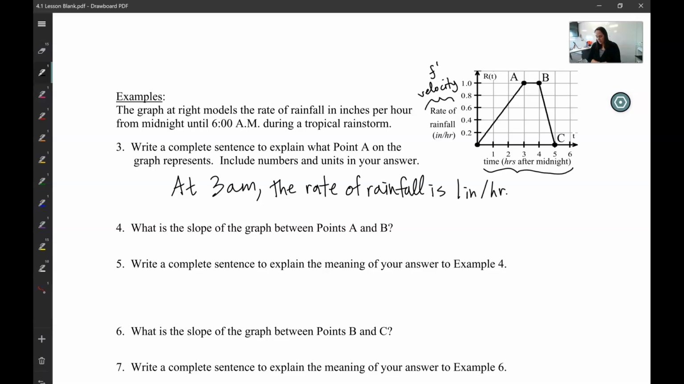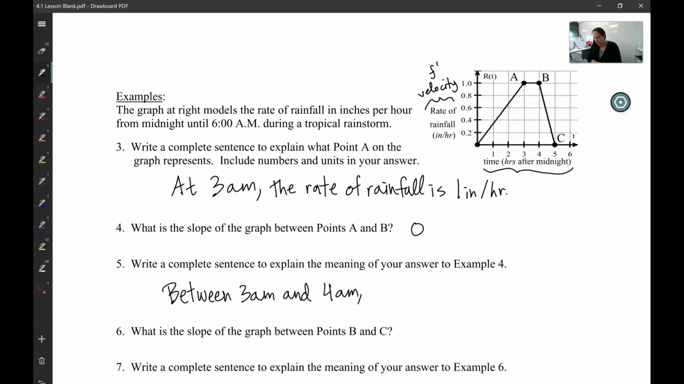Now it says, what is the slope of the graph between points A and B? Well, that's pretty easy. That slope is 0, horizontal. Now we need to explain what this means. So if we're going between points A and B, then that looks like that is between 3 a.m. and 4 a.m. And now we just need to talk about what's going on during this time.